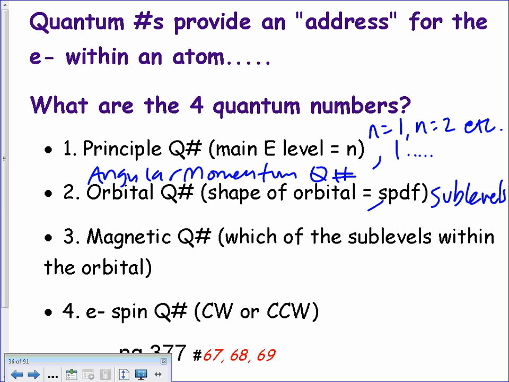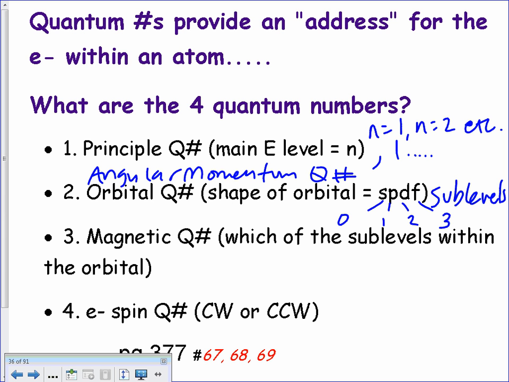So s is described by a 0. p is described by a 1. d is described by a 2, and f is described by a 3. There are theoretically such things as g orbitals, h orbitals, and so forth, but we haven't discovered or have data for them yet, but it's theoretical because it's a trend.